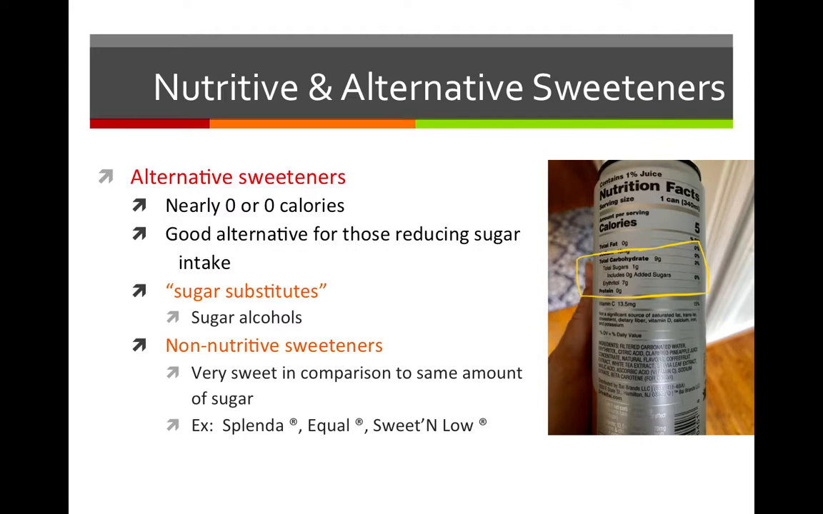Other alternative sweeteners are the non-nutritive sweeteners, such as Splenda, Equal, or Sweet and Low, which are very sweet in comparison to the same amount of sugar. They're derived from plants, herbs, or even sugar itself, and Table 5.4 in the book shows the comparison of the sweetness of several non-nutritive sweeteners, and it compares it to regular table sugar.